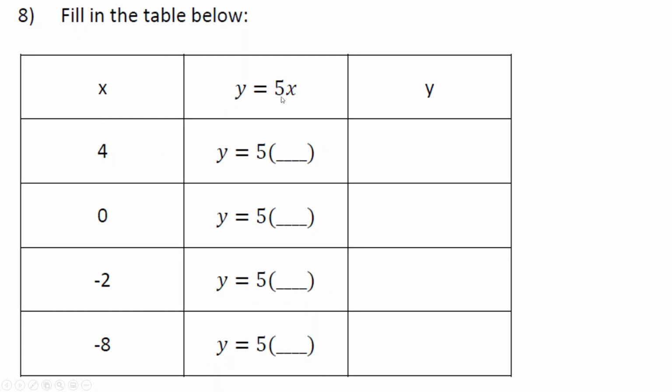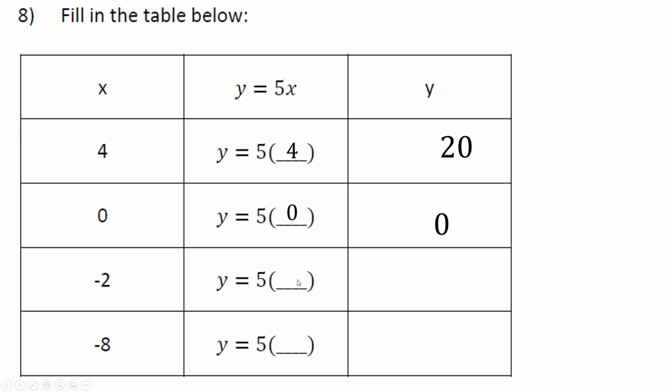We've got y equaling 5x. That's our new table. So we're taking our x value and multiplying it by 5. So I put a 4 in here. 5 times 4 gives me 20. I put a 0 in here. 5 times 0 gives me 0.